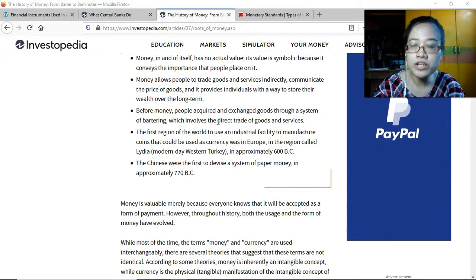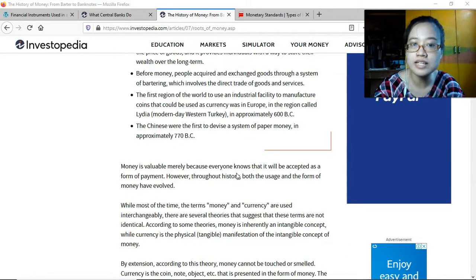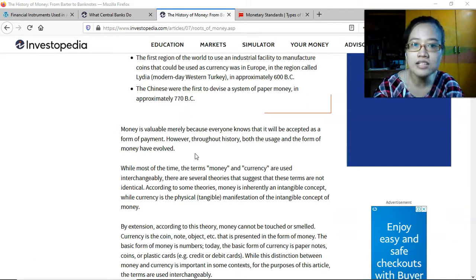Before money, people acquired and exchanged goods through a system of bartering, which involves the direct trade of goods and services. The first region of the world to use an industrial facility to manufacture coins that could be used as currency was in Europe, in the region called Lydia, in approximately 600 BC. The Chinese were the first to devise a system of paper money in approximately 770 BC. Money is valuable merely because everyone knows that it will be accepted as a form of payment, and it's the government that guarantees its value through the legal tender statement. Essentially, there's a legal tender statement on every bill that we're using, right? That the government guarantees the value of it.